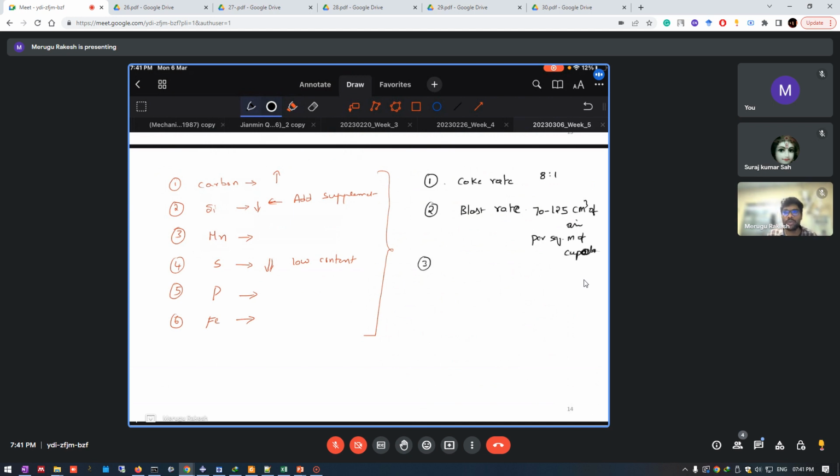So then we have one more parameter, that is the coke size. Generally this size should be 50 to 75 mm.